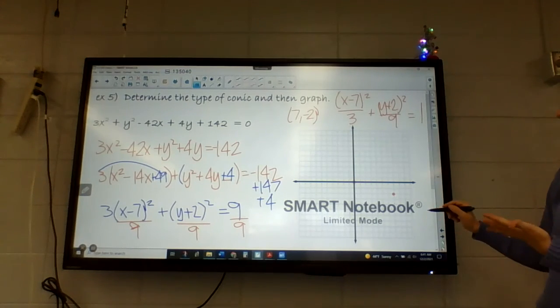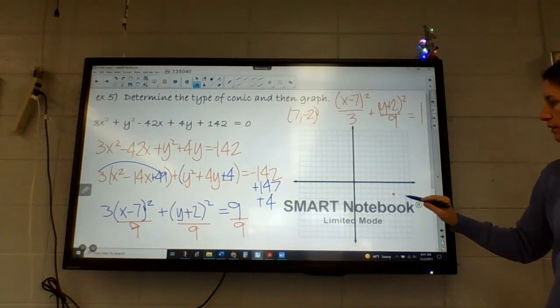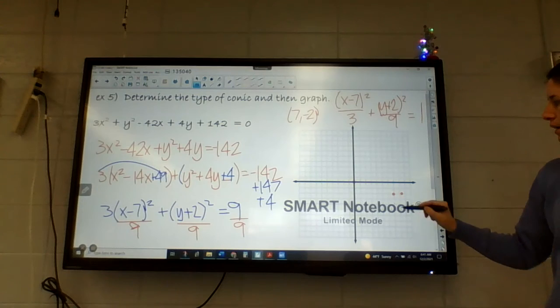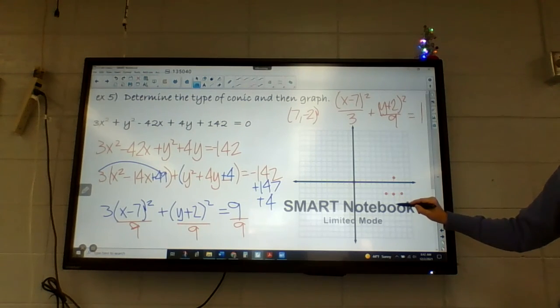So in the x direction, careful, it's not going to be going out 3. It's going out the square root of 3. So like 1 point something, right? And then the other way, I do get to go 3. This is a little guy.